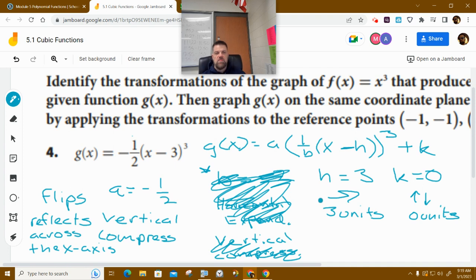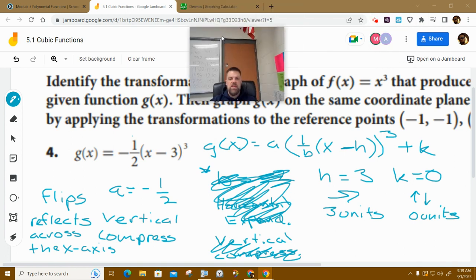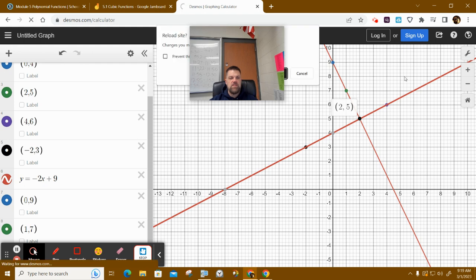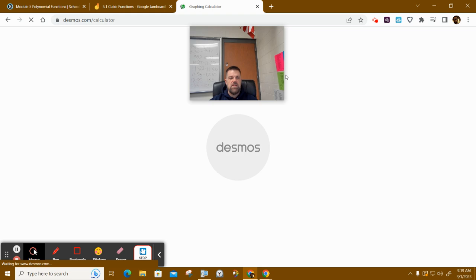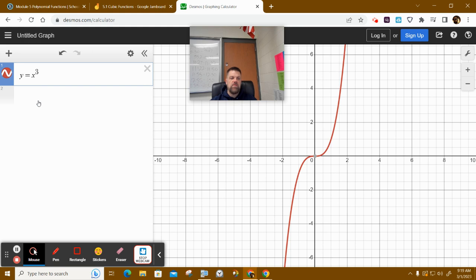Okay. So now what I want to do is graph. Let's do this in Desmos real quick. So in Desmos, can I clear everything? Let's try it. Yeah. So I'm going to say y equals x cubed. All right, that's our parent function.